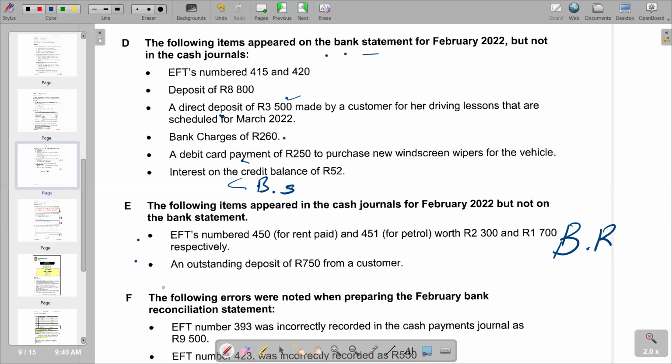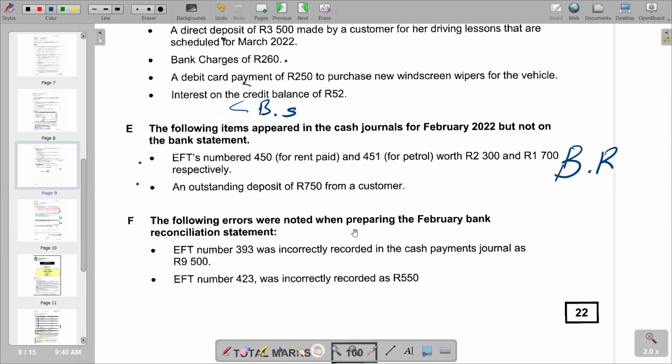Then we go to the following errors that were noted when preparing the February bank reconciliation statement. So we have got further errors that we also need to take note of. We've got EFT number 393, which was incorrectly recorded in the cash payment journal as 9,500.